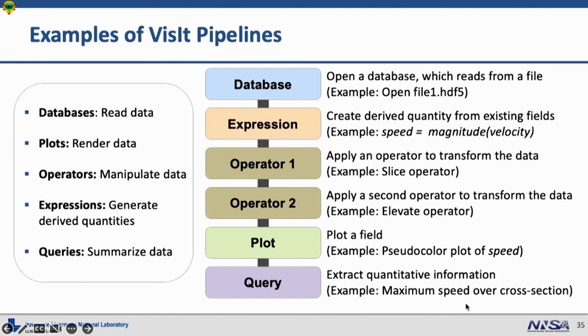And you can go bananas with it. You can combine all these things together in different ways. It's possible to use all of them together to answer a series of questions. We're looking at the speed, which is an expression of this vector field, the magnitude of it, and then we want to do a query over a cross-section, which is a slice, and so on. I'll show you examples of how we put these things together, but this particular example isn't important. The thing to think about are the 5 basic building blocks: databases, plots, operators, expressions, and queries.